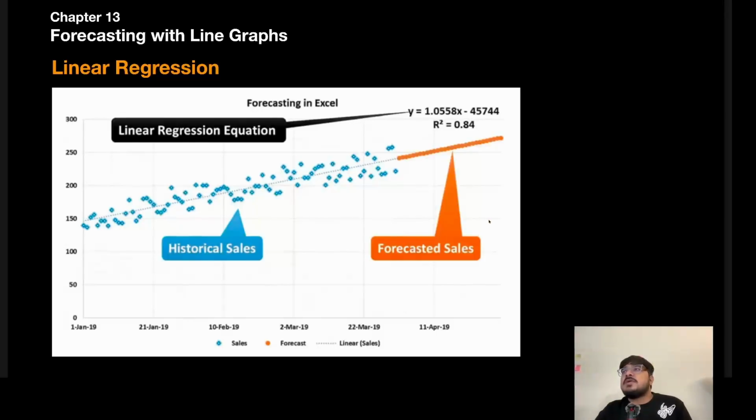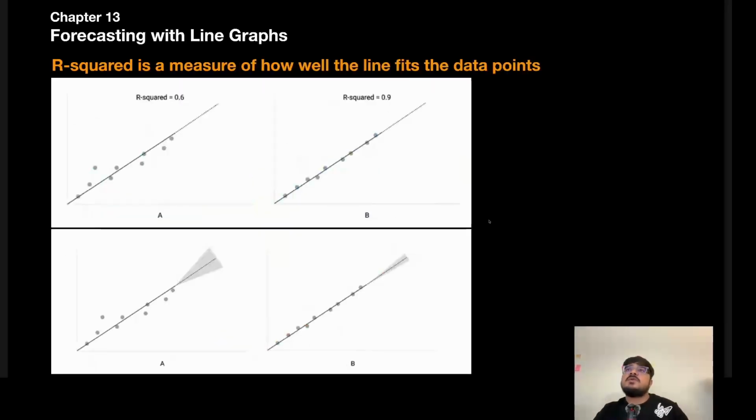Now you can see the forecasted sales in orange color there. That one shows that it should go ideally on a line. That's what we are predicting from this linear regression equation. And here r square is equal to 0.84. Let's understand what it is.